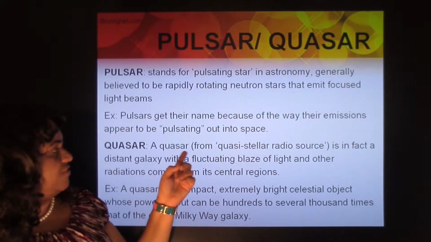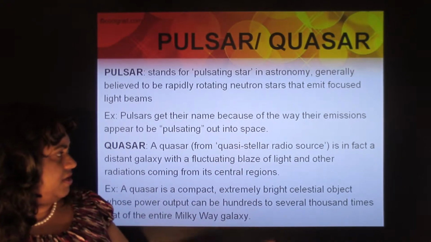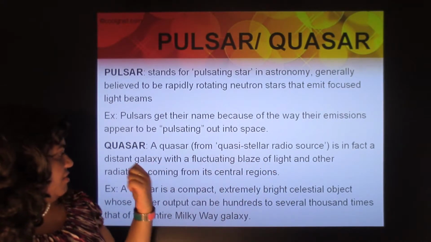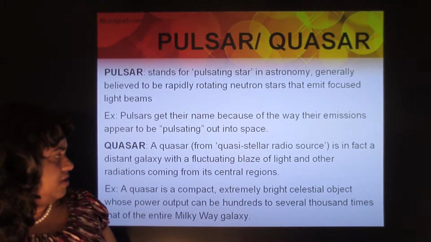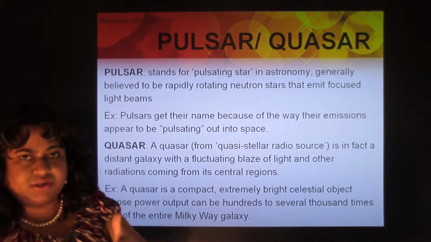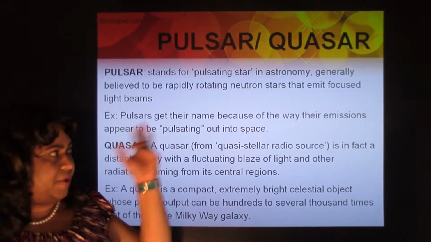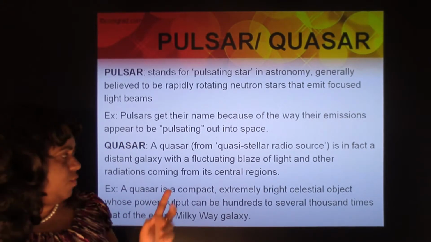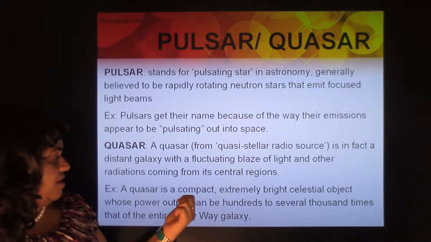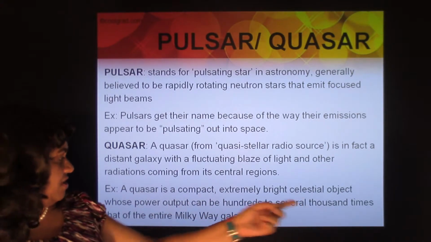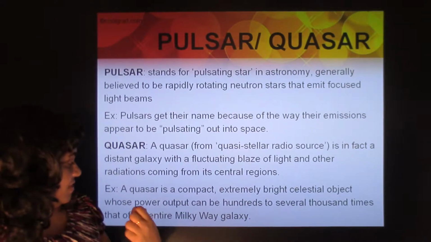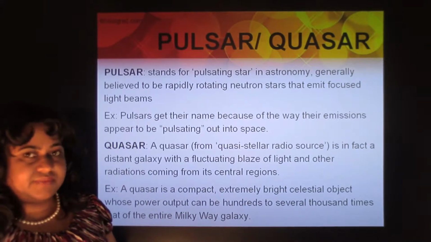A quasar stands for quasi-stellar radio source. It is in fact a distant galaxy with a fluctuating blaze of light and other radiations coming from its central regions. So there's a fluctuating blaze of light. It's not necessarily focused or pulsating. So remember, pulsar, focused pulsating light. Quasar, kind of fluctuating blaze of light. So a quasar is a compact, extremely bright celestial object whose power output can be hundreds to several thousand times that of the entire Milky Way galaxy.